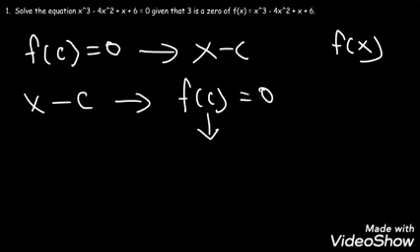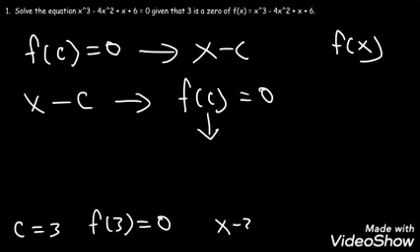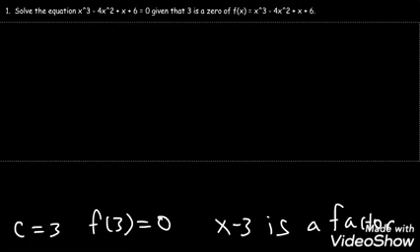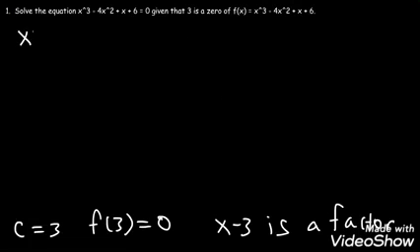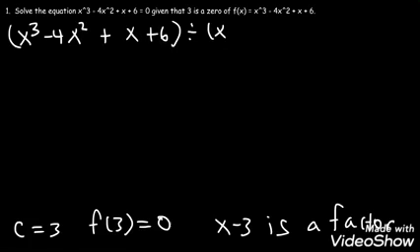Now c is considered to be a zero of the function. In this case, 3 is a zero of the function. So you can say c is 3, which means that f of 3 is equal to 0. And that means that x minus 3 is a factor. So if x minus 3 is a factor, then this function is divisible by x minus 3. So we can use synthetic division or long division and divide it by x minus 3. So what is x cubed minus 4x squared plus x plus 6 divided by x minus 3?